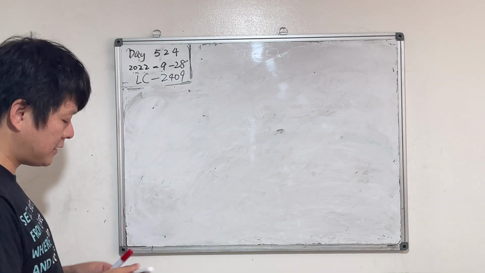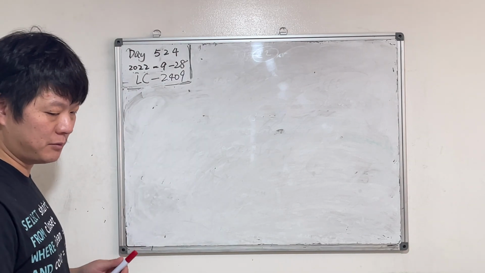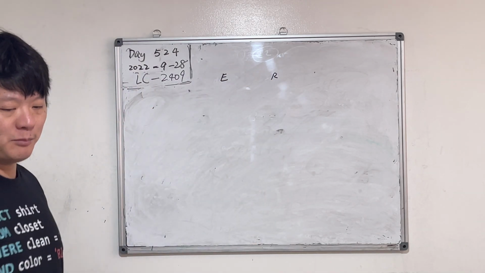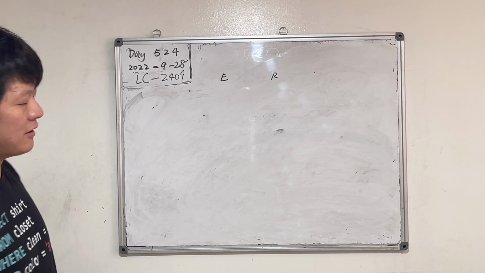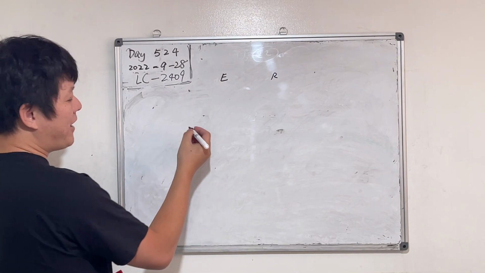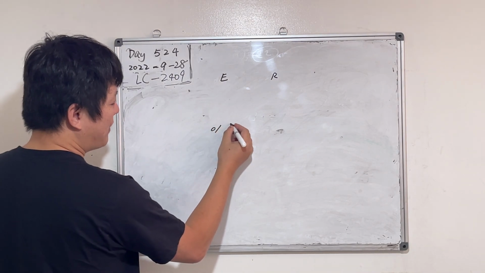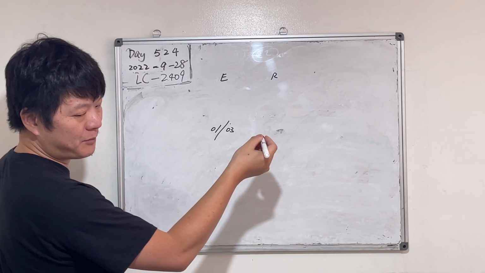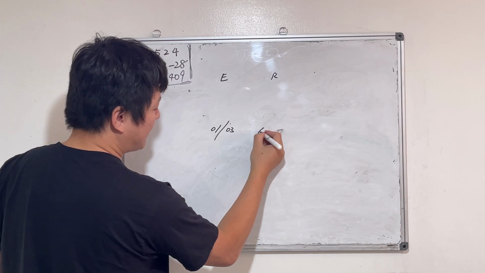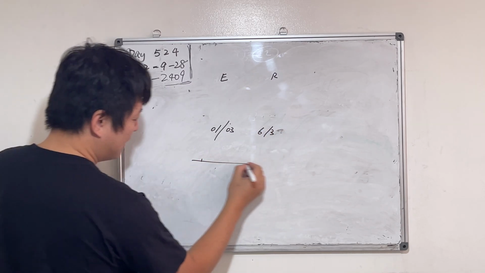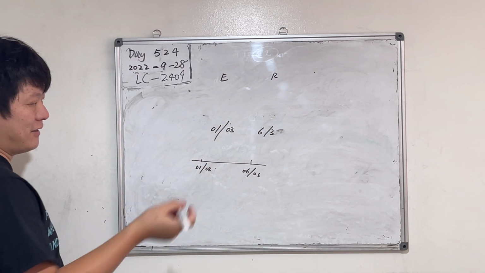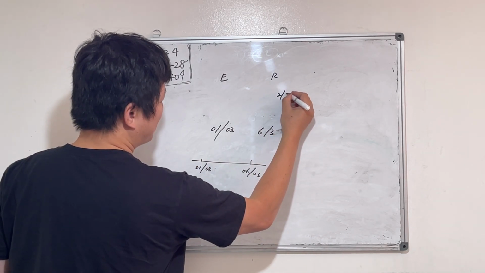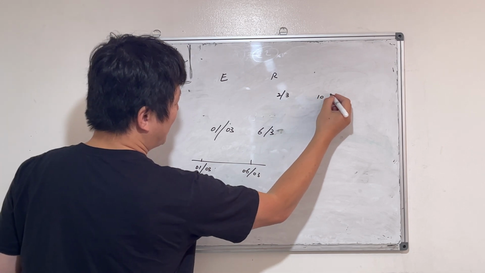So let's look at this interesting problem. Eric and Ryan, you're going to Paris. Eric arrives in Paris on the 1st of March, and he leaves Paris on the 6th of March. And now Ryan arrives in Paris on the 2nd of March and leaves on the 10th of March.